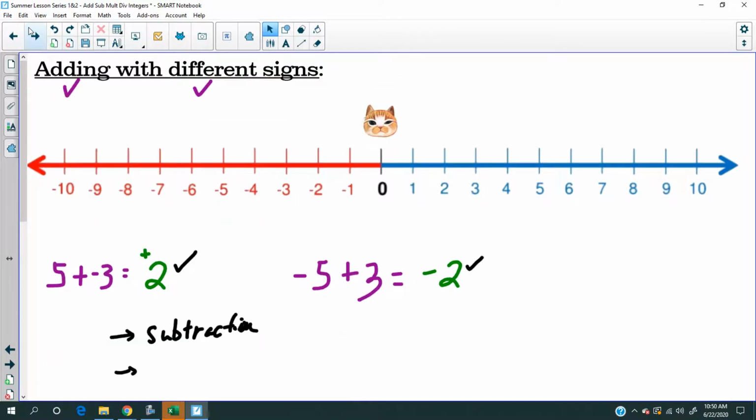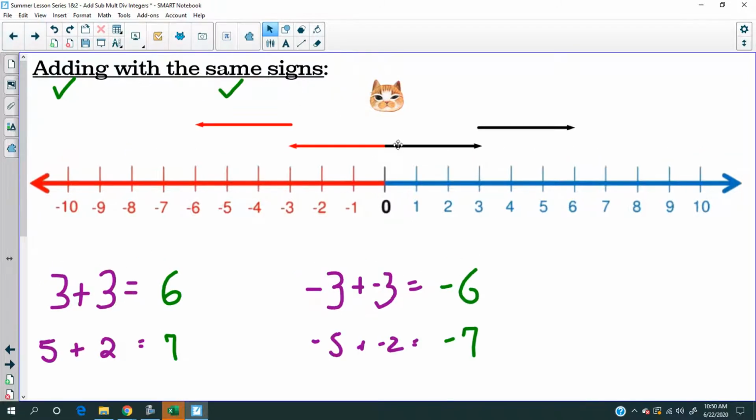On the other hand, with different signs, imagine. The reason why I'm showing you this is this: you notice how with adding with the same signs, whatever you do, you're just doing more of it. If I have +3 and I add 3, I go right and then I go right again. Everything's in the same direction. Even with subtraction, when I've got -3 plus another -3, I'm just going more and more left. Everything becomes more of what it was.